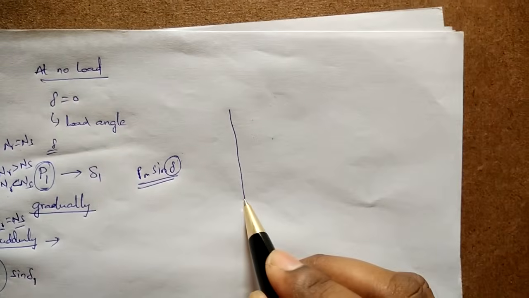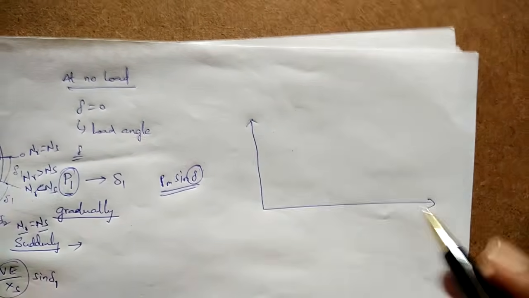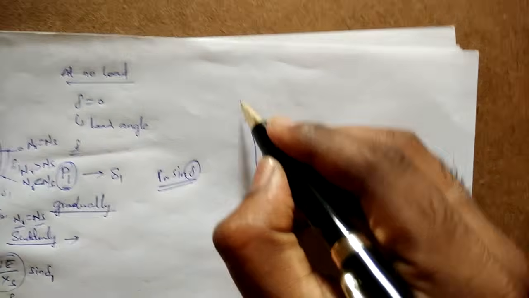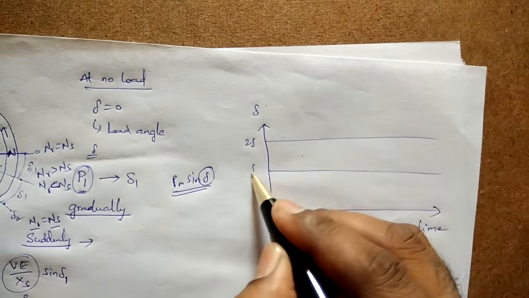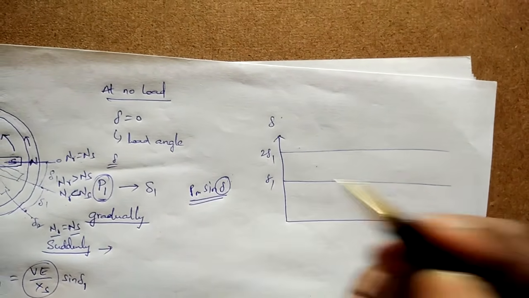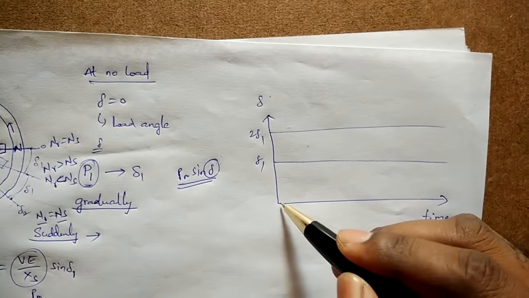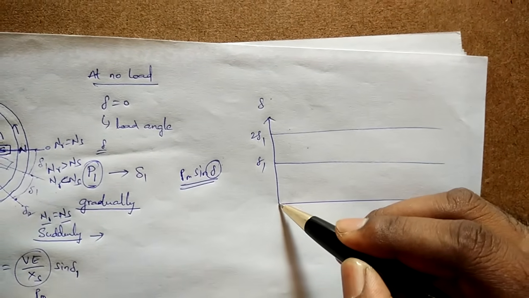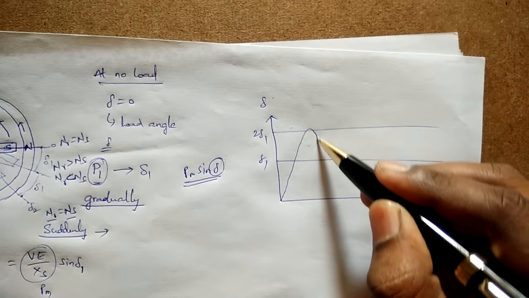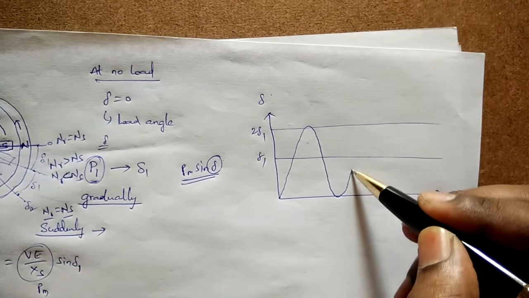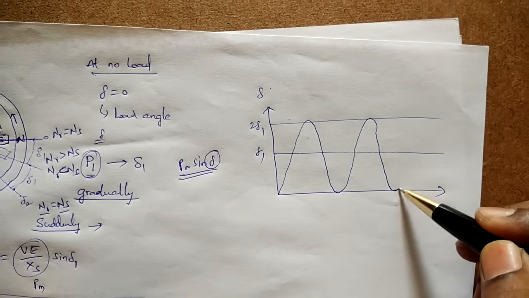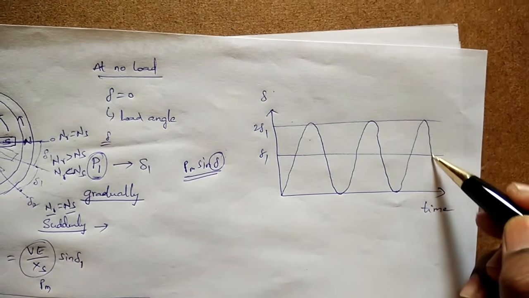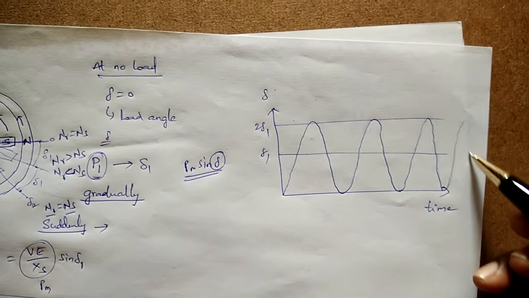So if you draw the graph, this is time versus delta. So this is 2 delta 1 and this is delta 1. Initially it is 0. If you suddenly put the load, it will go to 2 delta 1 and come back like this, and go like this, provided there is no damping and no losses.